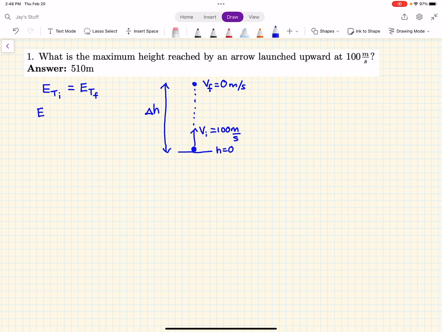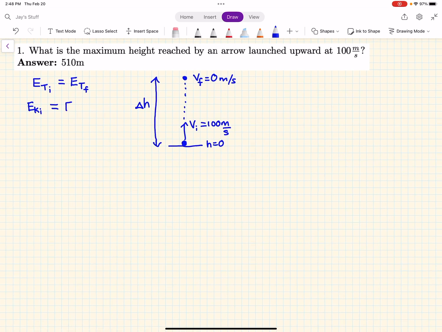So E_K initial, that's all we have, is equal to, well, what types of energy do we have at the end? The speed is 0, so there's no kinetic, but you're now elevated to a height delta H, so you have gravitational potential energy. So you have E_G final. Now we know the formula for kinetic energy, 1/2 m v initial squared. And the formula for change in gravitational potential energy is m g delta H.